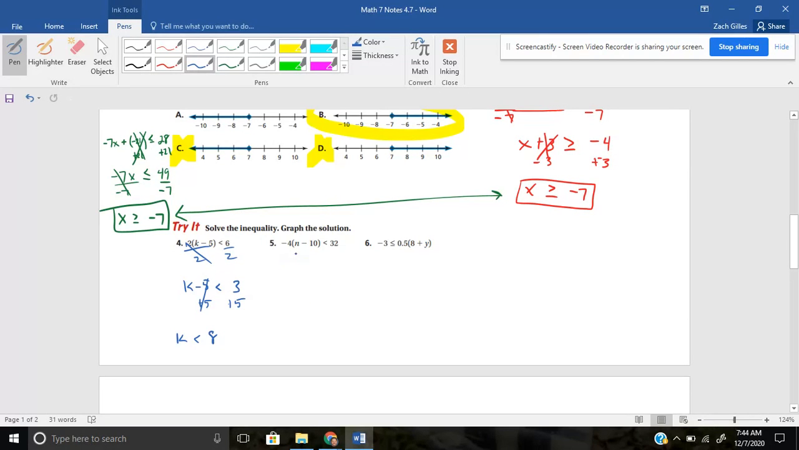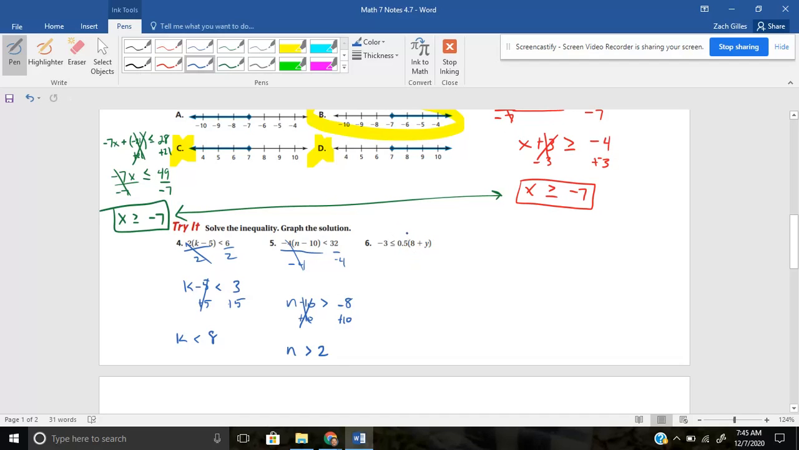Okay. Again, for this one, I divide by negative 4 on both sides. So flip my inequality. And n minus 10 is greater than, well, let's see, that would be negative 8. And then add 10 to both sides. So n is greater than 2.